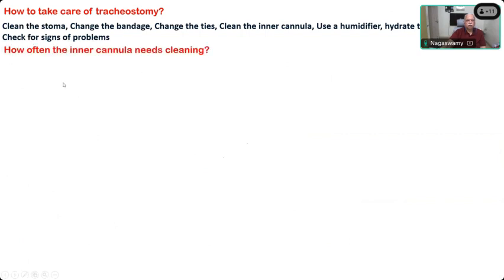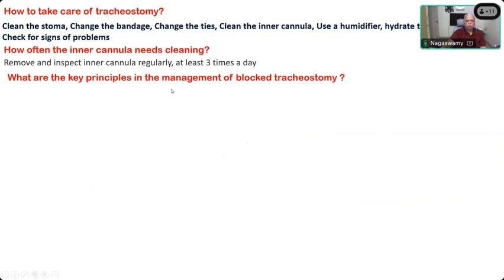Okay. How often the inner cannula needs cleaning? If it is a two lumen, outer and inner lumen cannula, how often you have to clean the inner lumen? 3 times a day. For the first, remove and inspect the inner cannula regularly. What are the 3 principles in management of a blocked tracheostomy?